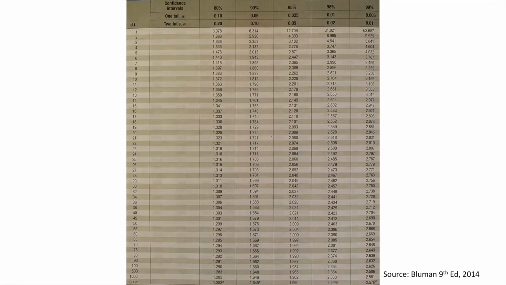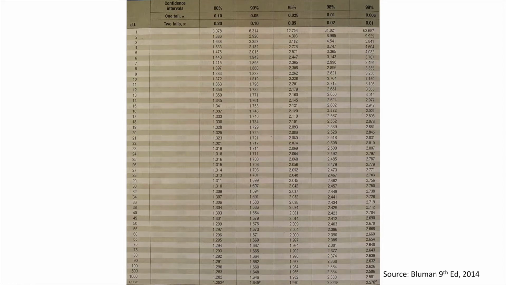This is what our student's t-table looks like. At the top, you see the confidence intervals that you're looking for. In the second row, you've got the one-tail probabilities or alpha levels. And in the third row, you've got the two-tail probabilities or alpha levels.